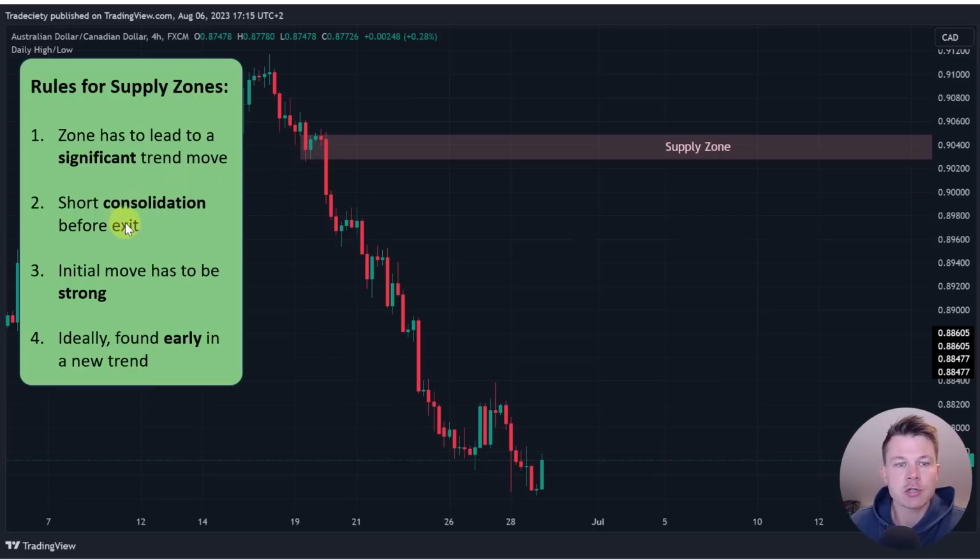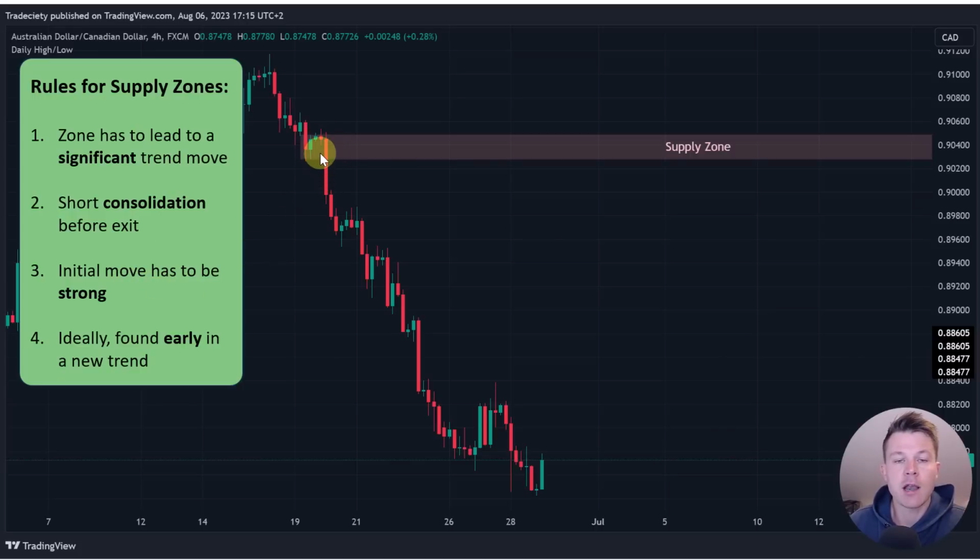We want to see a short consolidation before the exit of the supply zone. You can see the market had 2 candles of consolidation, or maybe even 3: a small bullish candle, and then here 2 neutral doji candles, and then this violent breakout, which is point number 3. We need to have an initial move that has to be strong. And this strong move here is perfect.